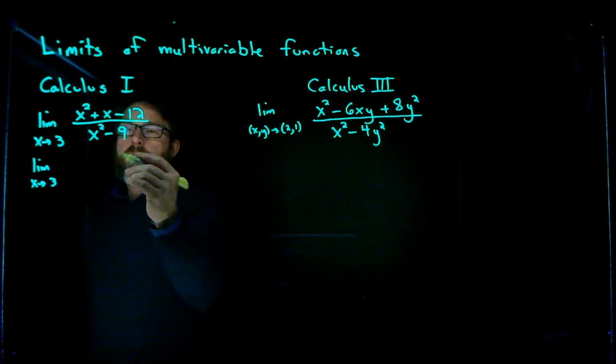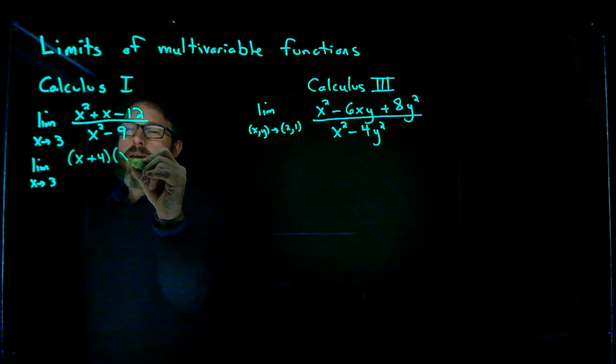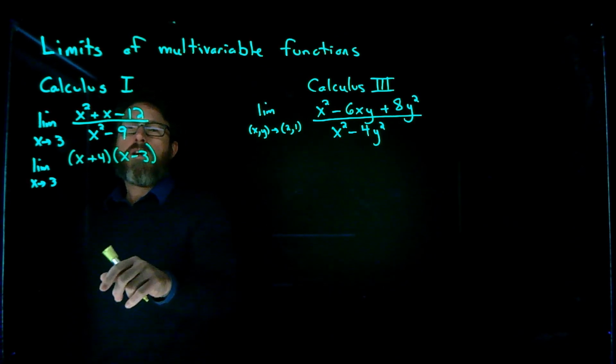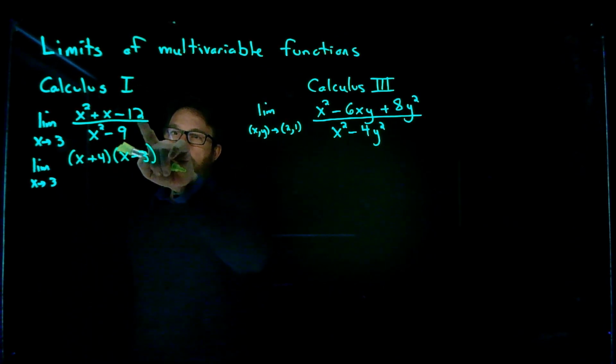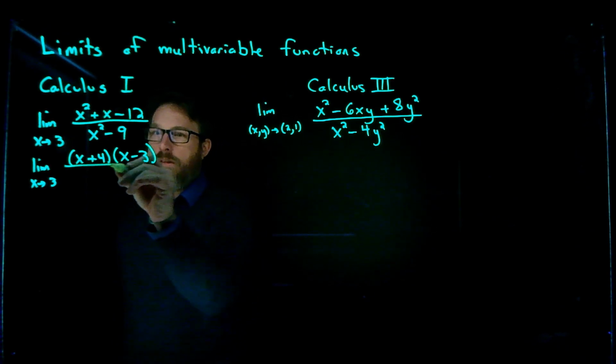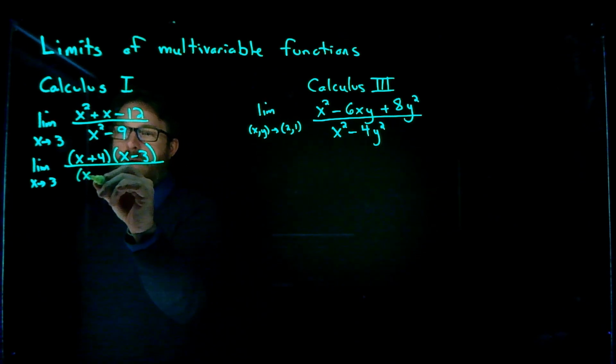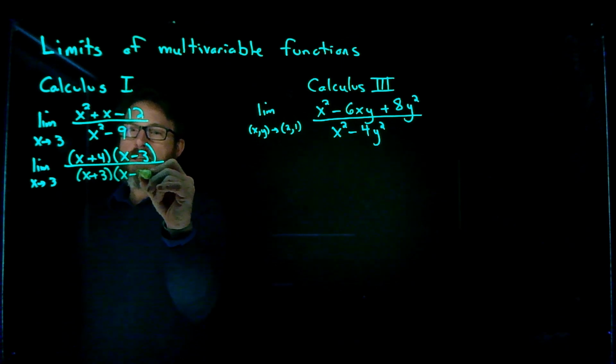So factor the top. I can see that this is going to be an x plus 4 times an x minus 3. So I can see that these will multiply to negative 12 and these will add to positive 1. So when I FOIL it, we see that we get that numerator. And this is a difference of squares, so this is going to be x plus 3 times x minus 3.